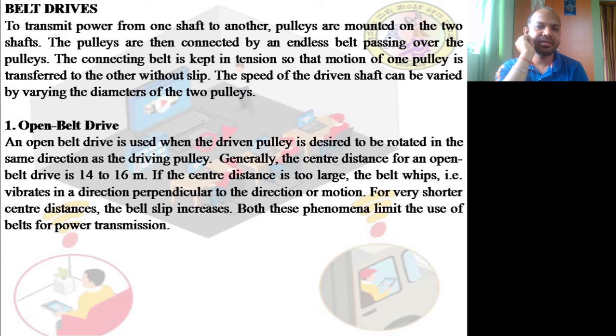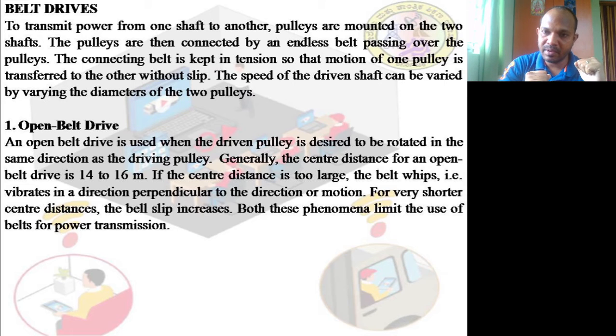Generally, the center distance for the open belt drive is 14 to 16 meters. If the center distance is too large, the belt whips, that is, it vibrates in the direction perpendicular to the direction of the motion. Now this is a driving pulley and this is the driven pulley. In between them, there can be a maximum of 14 to 16 meters. It is actually very big, almost the distance of 2 rooms.